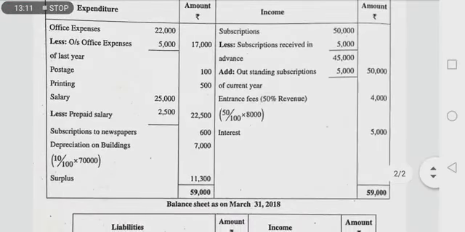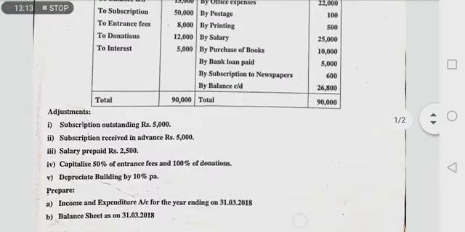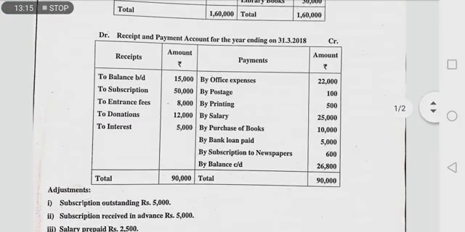Again, the next transaction under the payment side is balance carried down. Balance carried down means the cash balance available at the end of the accounting year in the organization. So the cash balance is treated as a capital nature transaction. We are not going to record it under the expenditure side.